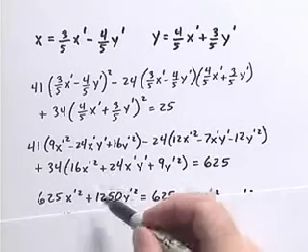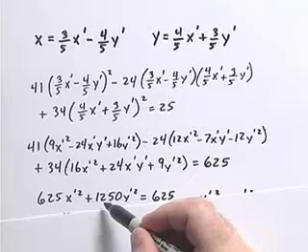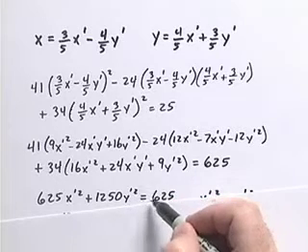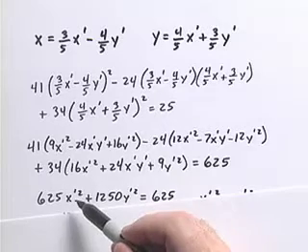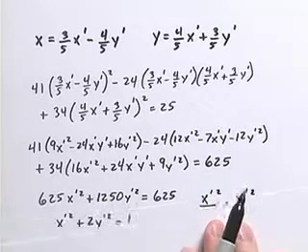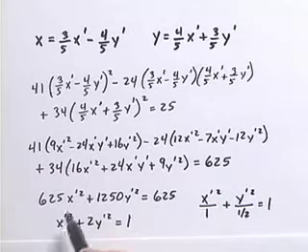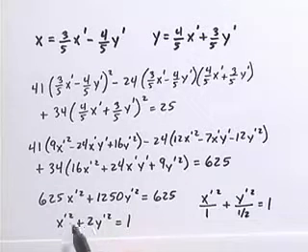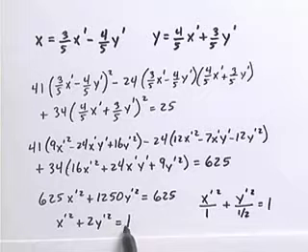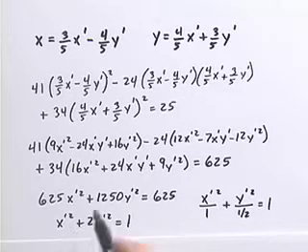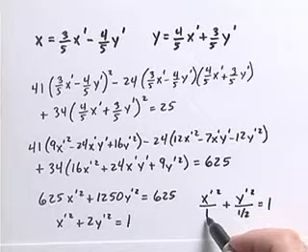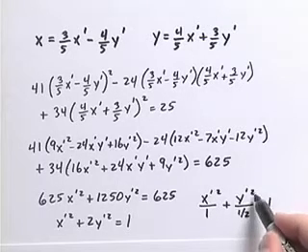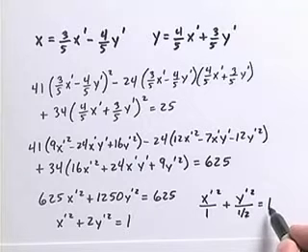625x prime squared plus 1,250 y prime squared equals 625. So everything goes away except for these two terms. If we divide both sides by 625, we'll get x prime squared plus 2y prime squared equals 1. Then we'll rewrite that in this form: x prime squared divided by 1 plus y prime squared divided by 1/2 is equal to 1.